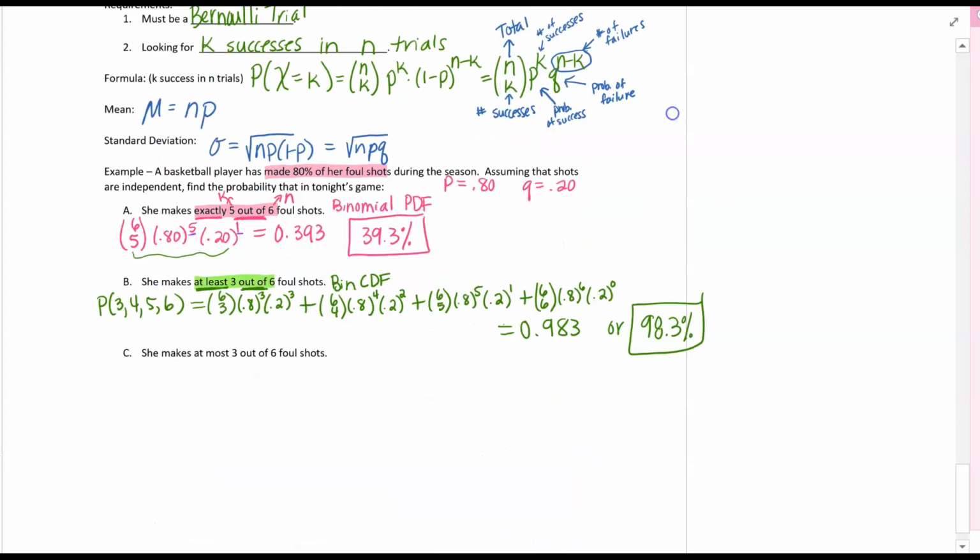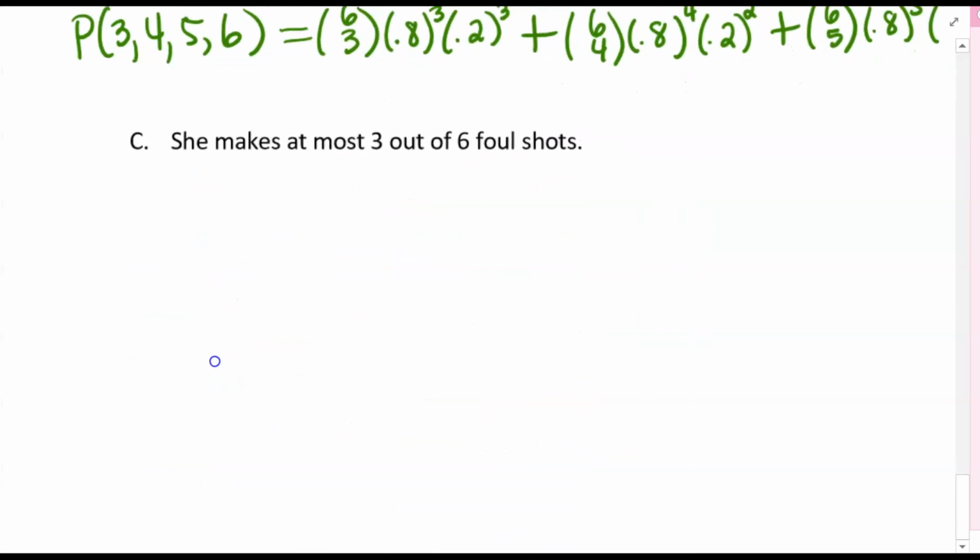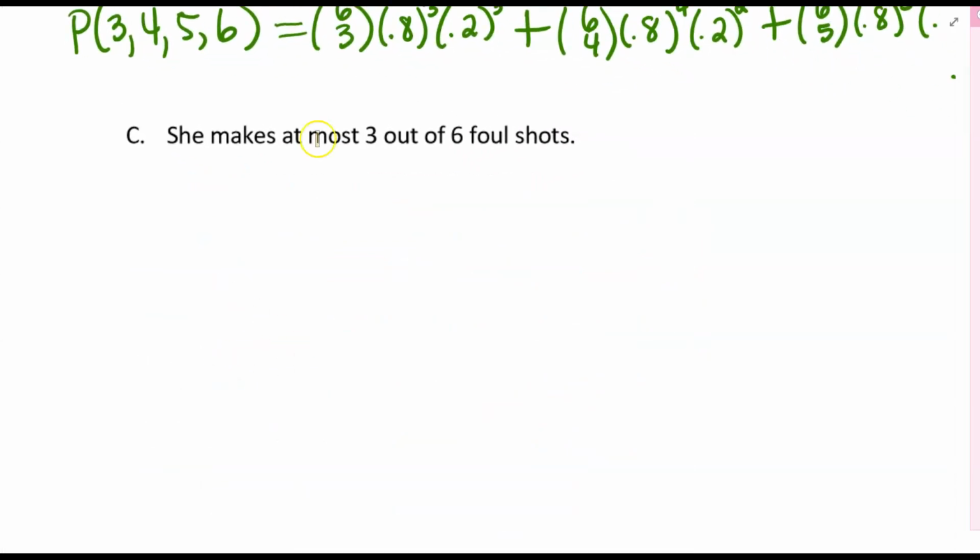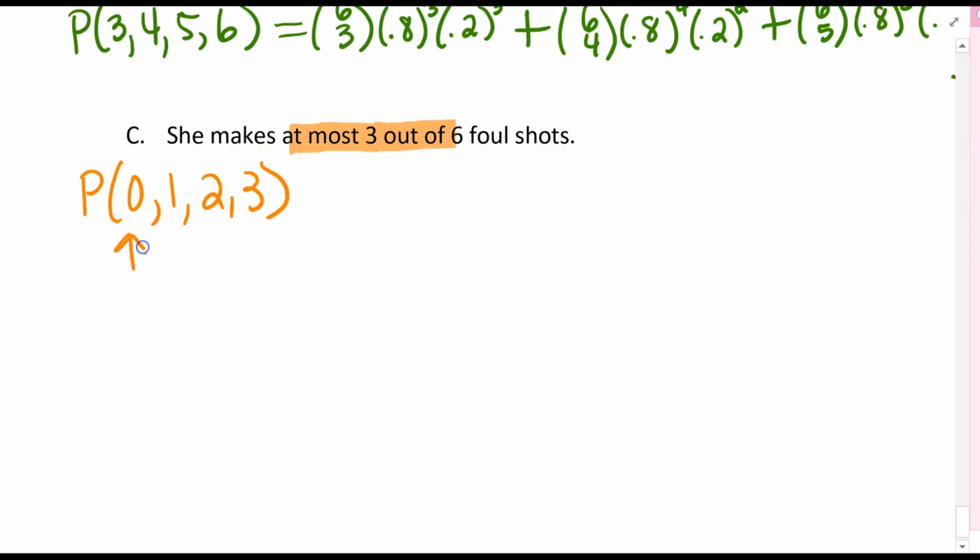All right. The last one is basically the same, but the wording is changed. It says at most 3 out of the 6. So at most means she can make 0 shots, 1 shot, 2 shots, or 3 shots. So this is the probability of making 0, 1, 2, or 3 shots, so you would do that string 3 times. Except the lower bound is going to be 0, and the upper bound is going to be 3. Okay?